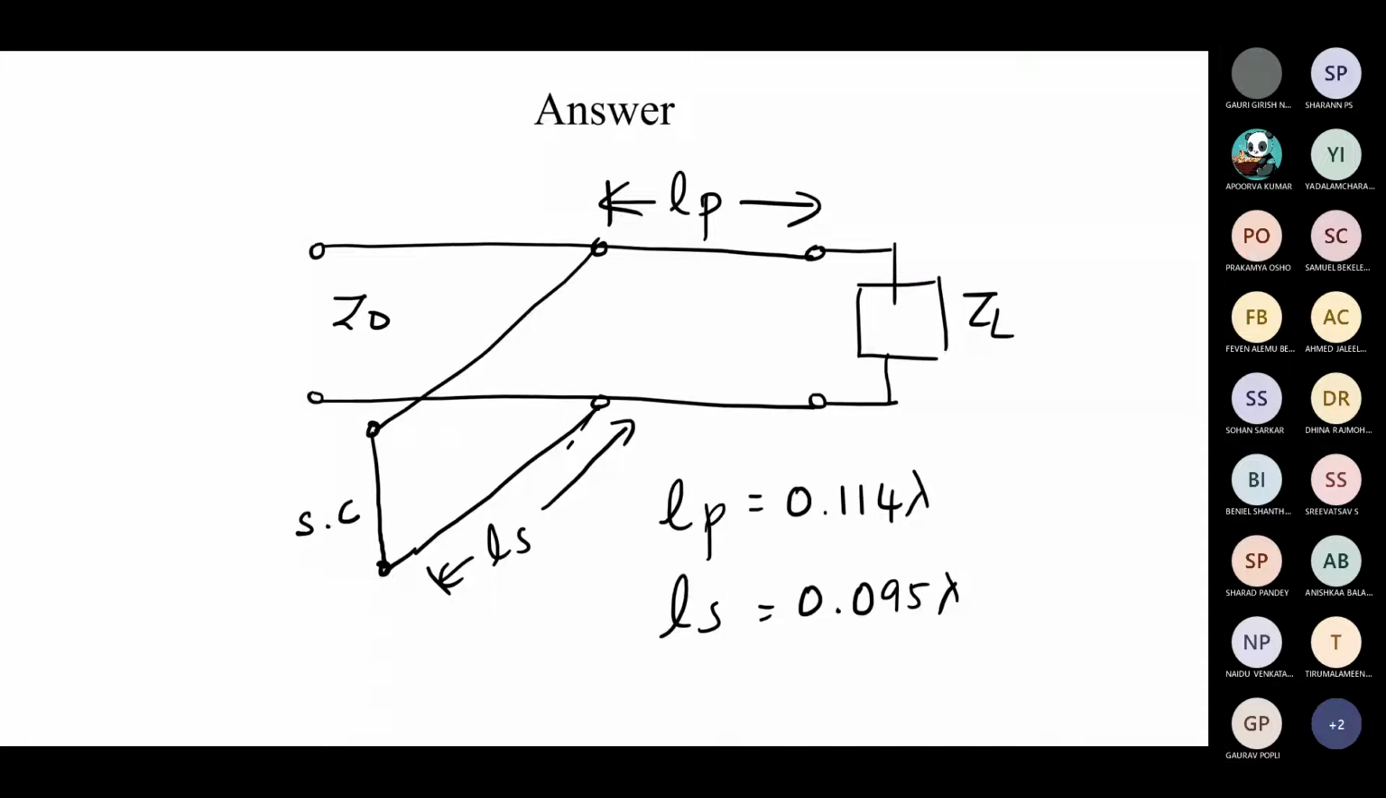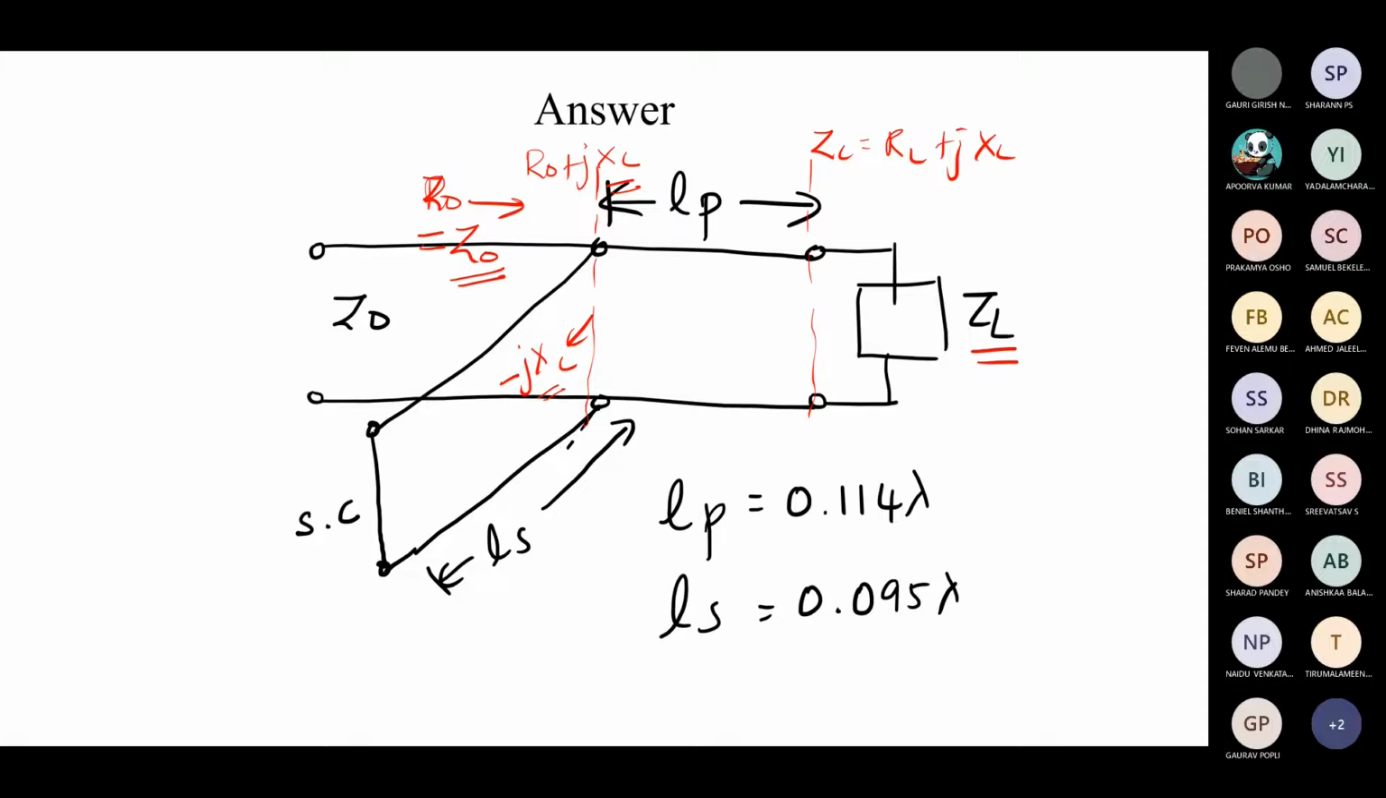So finally, what is the meaning of it? You got the ZL, and at this point ZL is nothing but RL plus jXL, and at this particular point you got R0 plus jXL, and this short circuited stub is going to give minus jXL. So this minus jXL and this plus jXL will cancel each other. Finally, when you look at here, you will see only this R0, which is going to be Z0. Therefore, the system is matched.